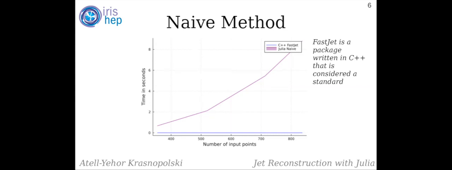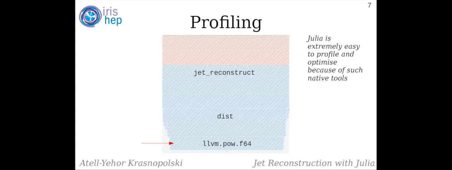We can see that it takes about 8 seconds to run on a not very big data set, about 800 points, while C++ FastJet is below 1 second, nearly zero. So we can do some profiling and explore where we are stuck, why is it so slow? And here is a flame graph. Julia is very easy to profile to generate this graph. Basically, you need 2 lines of code.